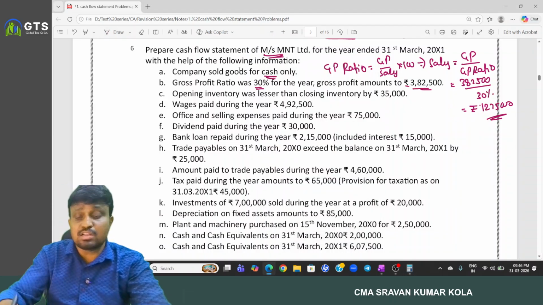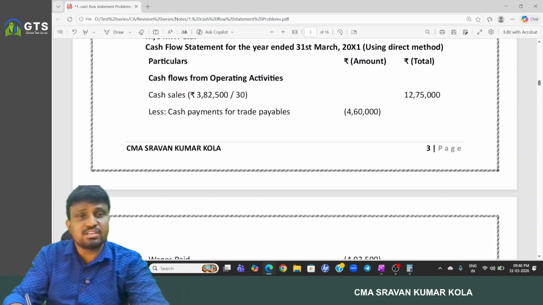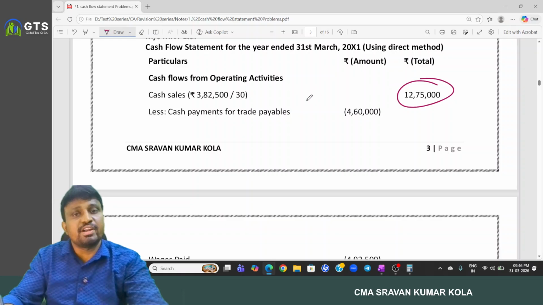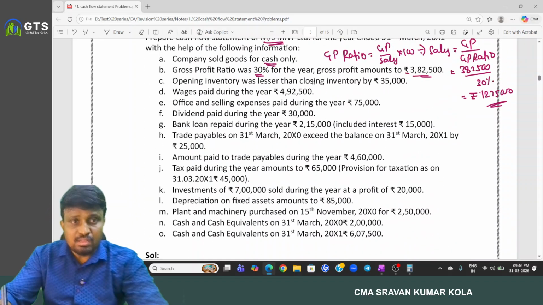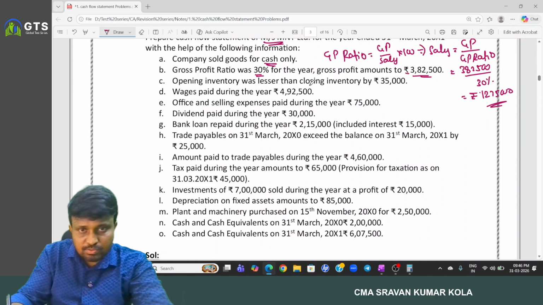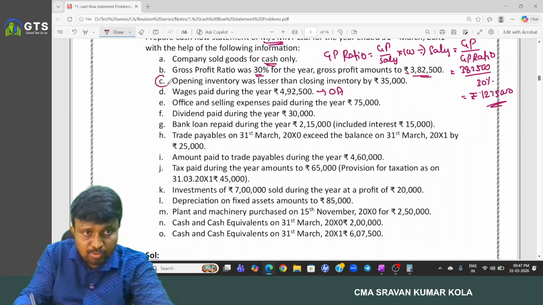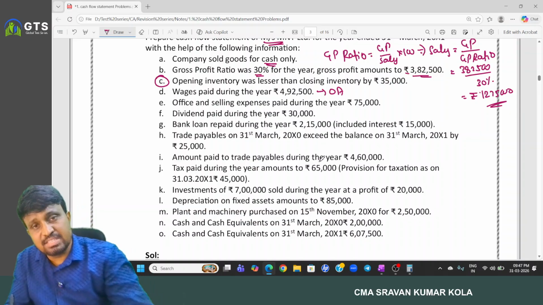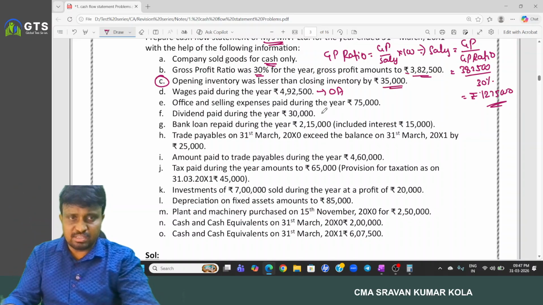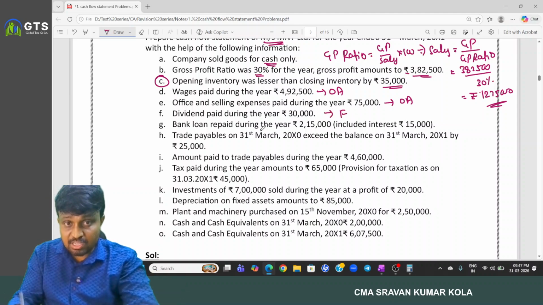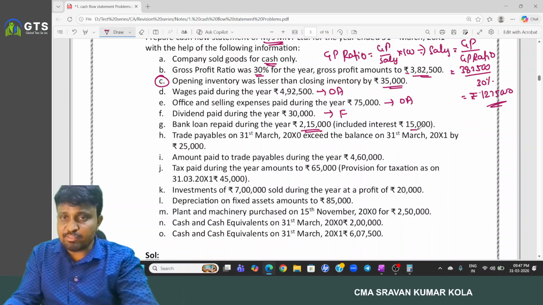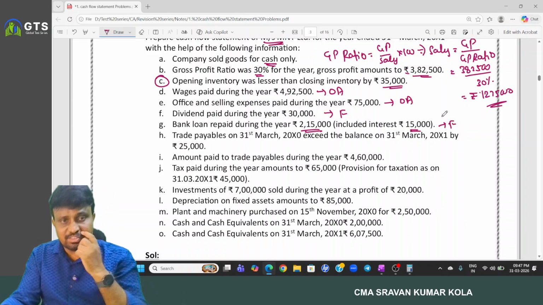So sales of 12 lakh 75,000. All sales are on cash basis, so cash sales are covered under operating activity. Next, wages paid is an operating activity. One more point given: opening inventory was lesser than the closing inventory, and we'll see that. Office and selling expenses paid is also an operating activity. Dividend paid is always a financing activity. Bank loan repaid is 2,15,000, out of which 2 lakh is the loan and 15,000 is the interest. Both are financing activity only.